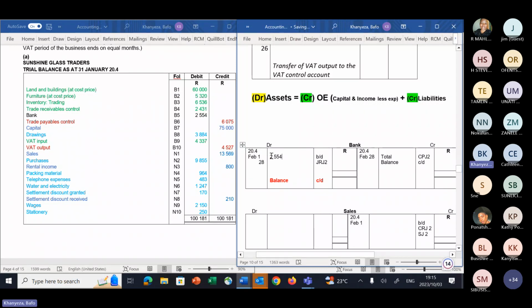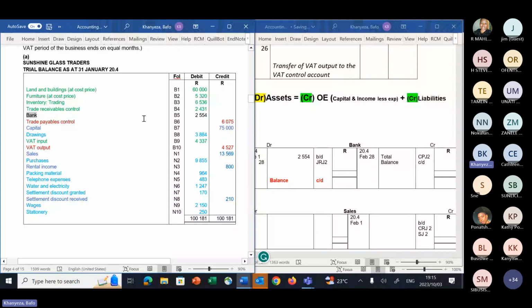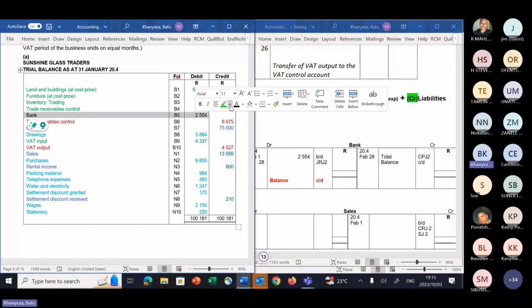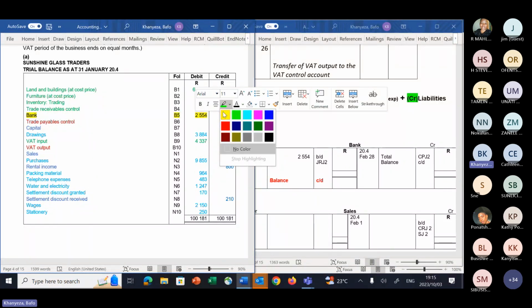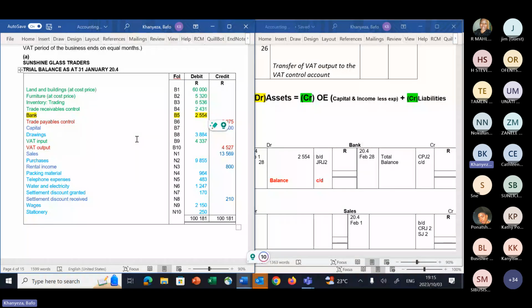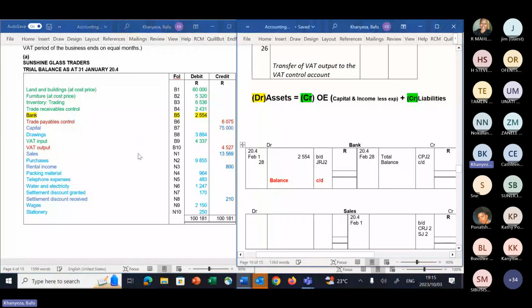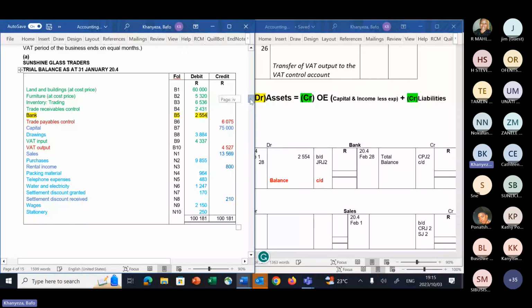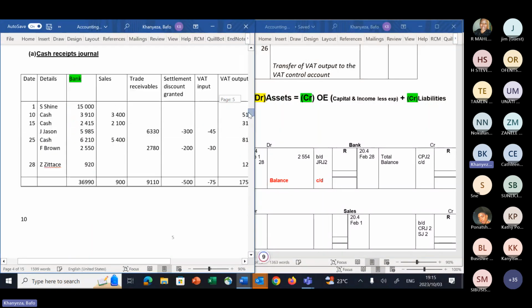Opening balance. So we take it as it is. Then let me highlight it so that you can clearly see what we've done. I'll highlight it in yellow as well. So we have an opening balance of bank, and it's on the debit side because bank is an asset.